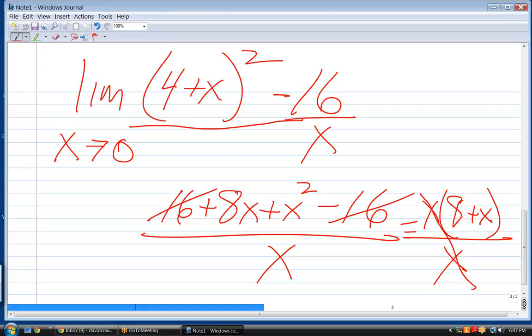Yeah, and then you don't have to do anything with the other. As x goes to 0, this thing approaches 8. So this limit is 8. But I can only get it after algebraically manipulating it, so I don't have 0 over 0 anymore. Okay.